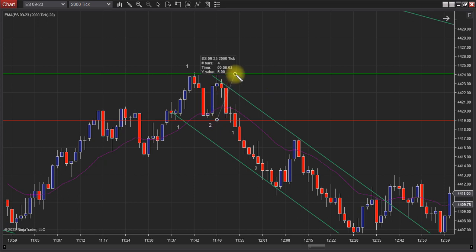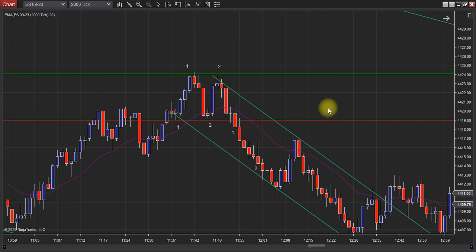We have 5 points of risk. So this is certainly more risk than what I would like to have. However, when it comes to trap entries, a lot of times you'll find that the more risk a trade has, the greater the probability of it winning.